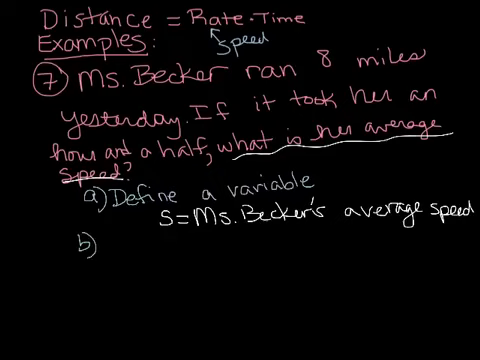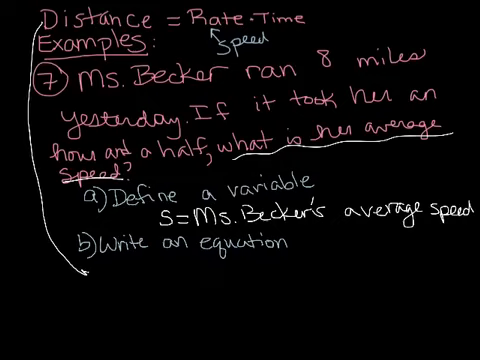My second thing that I need for this problem is to write an equation. Luckily, on this one, I made it a little bit easier for you by giving you the formula up at the top. Distance equals rate times time. We know that the distance is 8 miles. The rate is not given to us, but that was the variable I defined, which is S. The time we know is an hour and a half. I'm going to write that as 1.5.